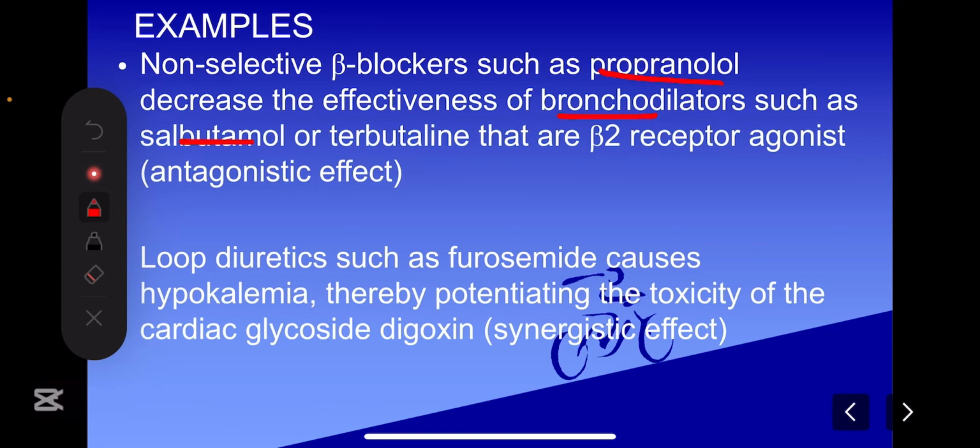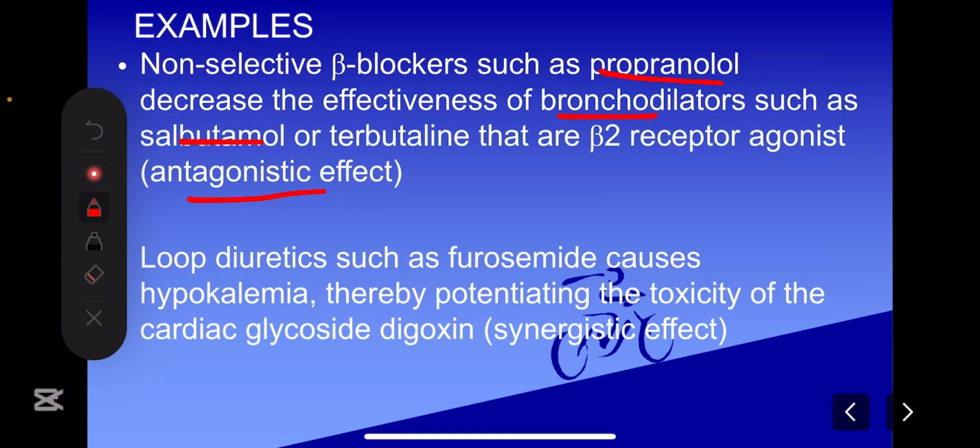That's an antagonistic effect. If somebody has asthma, you give the person a selective beta 2 agonist like salbutamol to make the airway become dilated. Now, you should not give the person propranolol also. Propranolol will go to those receptors and block the site that salbutamol is supposed to act on. So salbutamol will not have its effect. This is an example of antagonistic effect of pharmacodynamic drug-drug interaction. Do you get now?